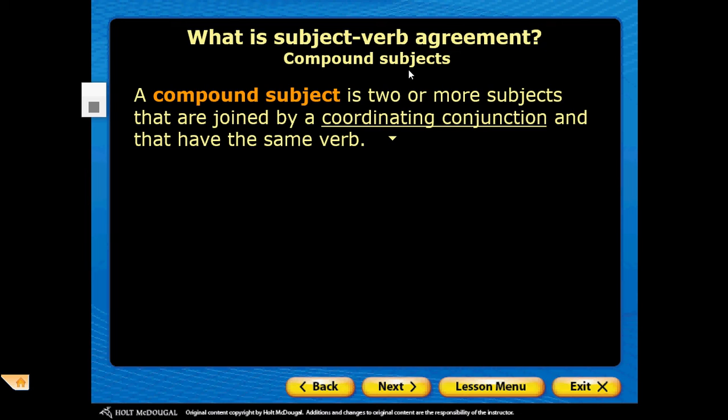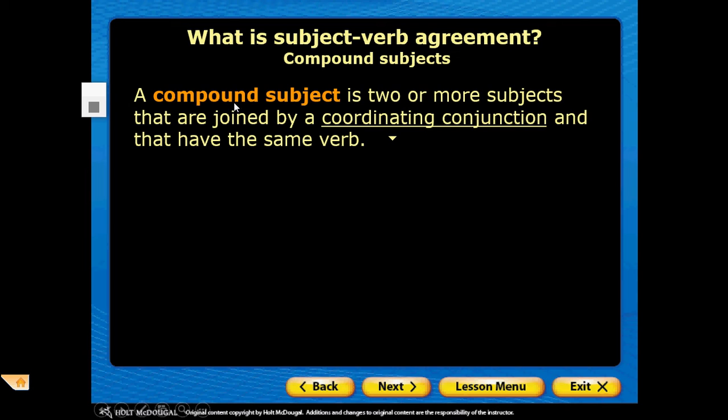So how do I join the two subjects? Using the word and. So maybe I would say Mr. Anthony or I will do next week's class with you. So either one of us, not both of us. So Mr. Anthony or I is doing or will be doing the class with you next week.